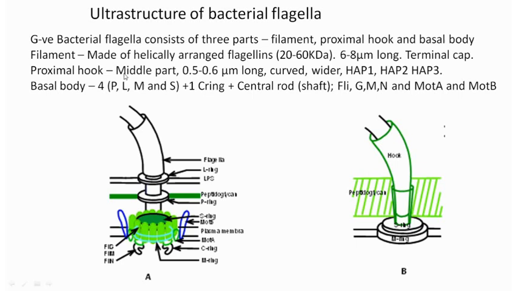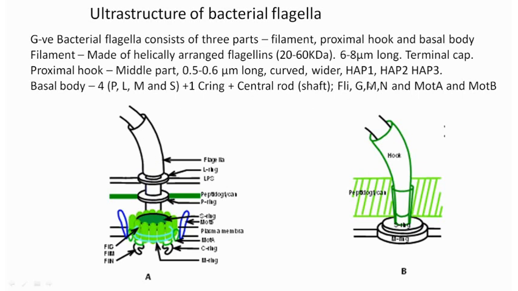So it comprises two types of proteins. There are other proteins also, but principally these two types of proteins, HAP1 and HAP2, hook associated protein 1 and hook associated protein 2, are present in this hook region. And the hook region is a little bit bent in gram negative, also in gram positive bacterium.